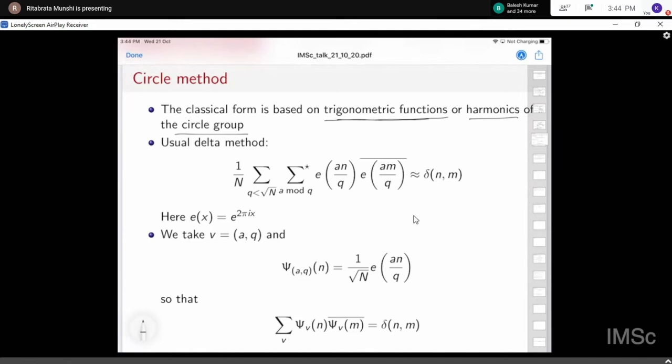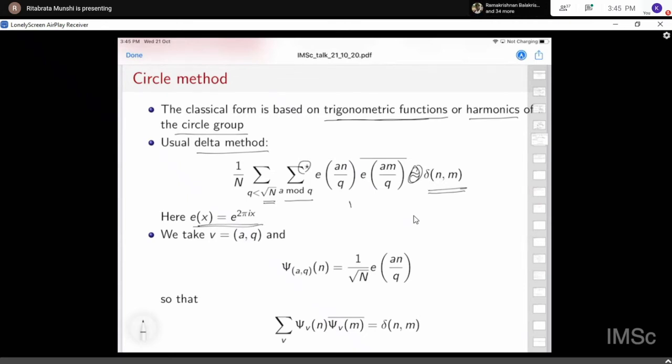So here is one usual delta method. This is just the skeletal remains of the formula. You pick your q's ranging up to square root of n. You are interested in the range between capital N and 2N, so your modulus goes up to the square root of the length. That's q. Then you have a modulo q, and a and q are coprime. And then you have e of an by q and e of am by q, conjugated. This is more or less just an approximate statement that it's like the Kronecker delta symbol. Again, e(x) is e to the power 2 pi i x. That's a standard thing.